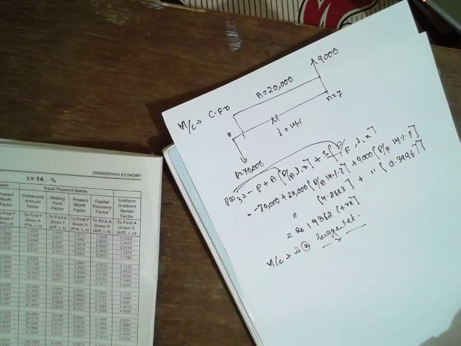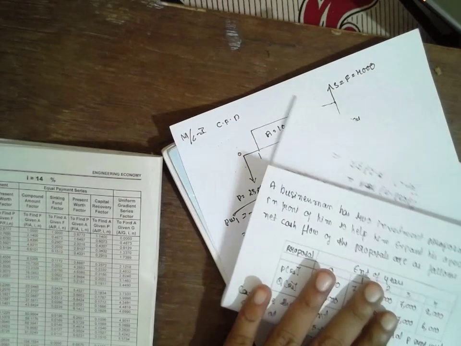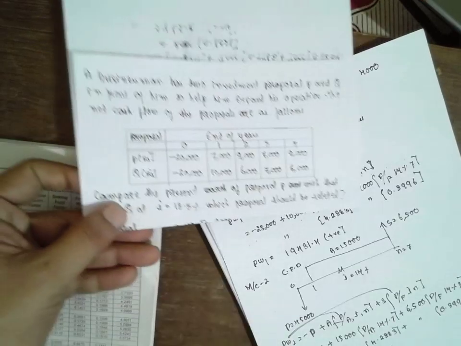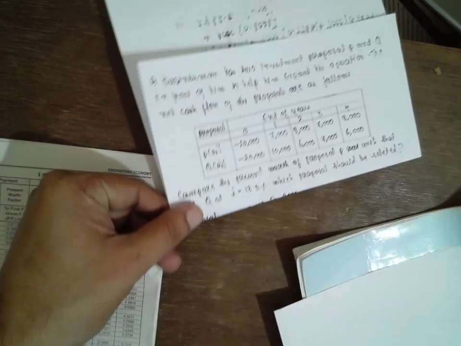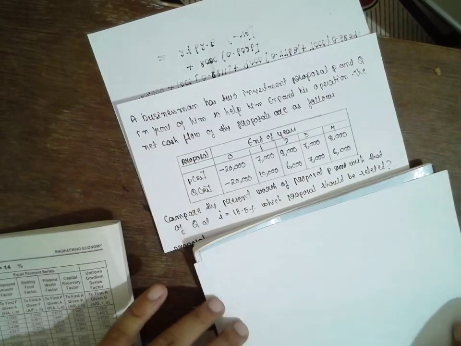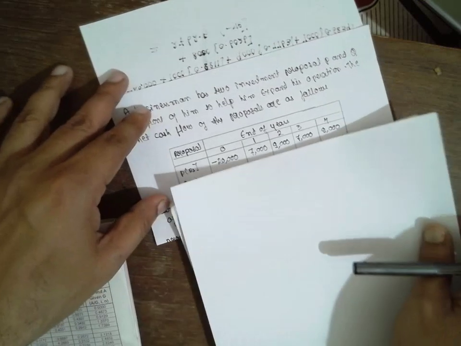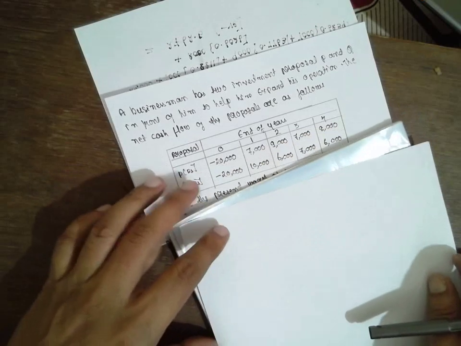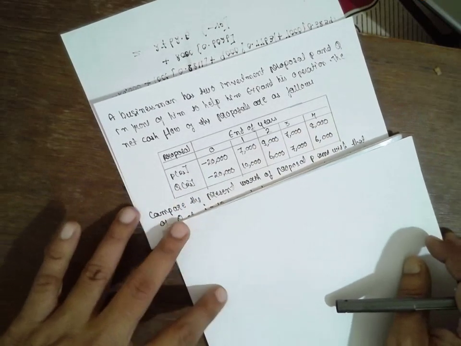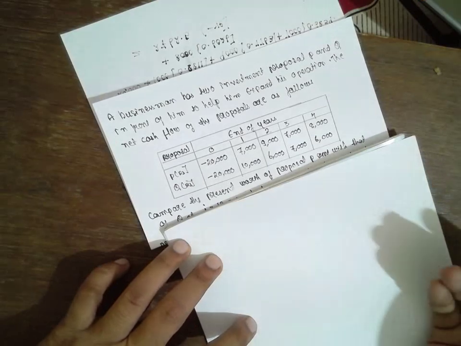Now, problem number 2. Here the business has two investment proposals, P and Q, in front of him to help expand his operation. Net cash flow of the proposals are as follows. We have to select the best one based upon the revenue system or cost basis. In the revenue system, if the answers are positive, we select the higher one. If the answers are negative, we go for the least value.